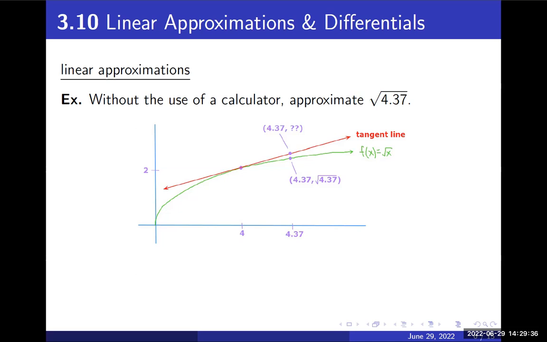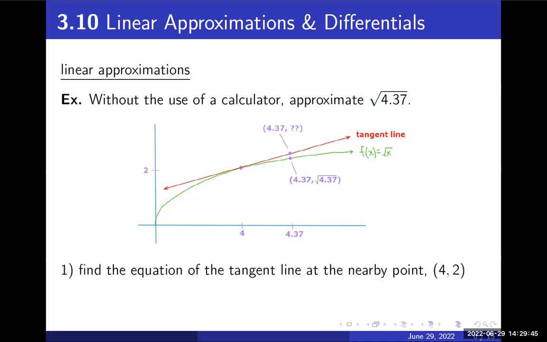Okay. So we've kind of mapped out our game plan, how we're going to actually go about this. Once again, there's two steps. First step, let's find the equation of the tangent line at this nearby point at (4, 2). We'll find the equation of that red line. Once we have the equation of the tangent line, all we've got to do is plug in x equals 4.37. It'll tell us the y value on the tangent line. That'll be our approximation.